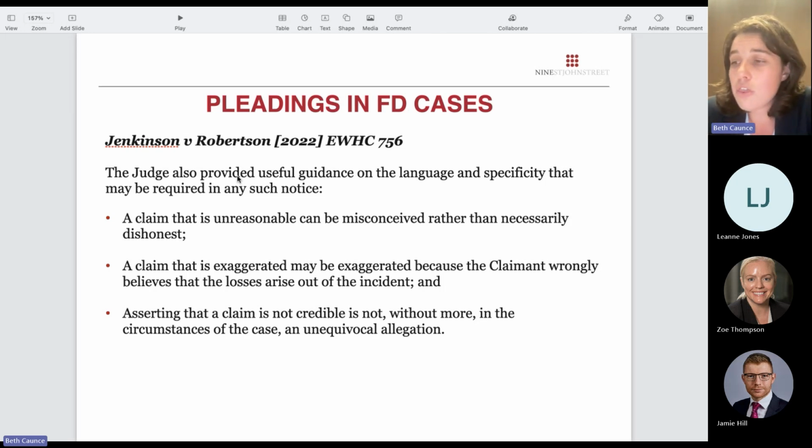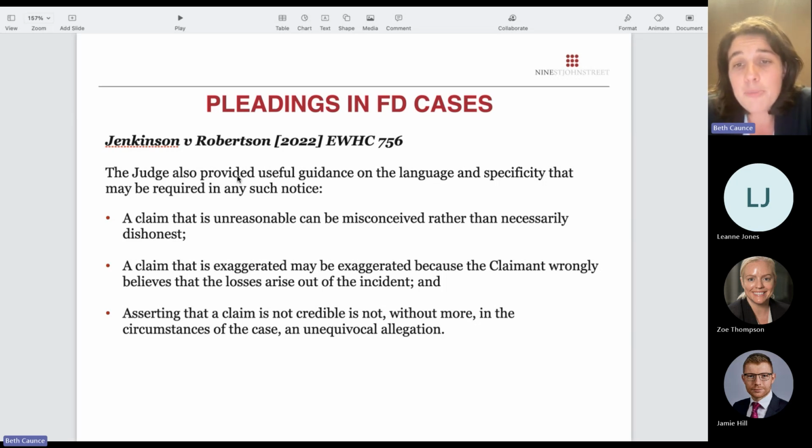This case is helpful in that the judge went on to provide some guidance on the sorts of things that one ought to be saying to claimants in order to provide them with the notice that is required. He said that a claim that's unreasonable could be misconceived rather than necessarily dishonest.